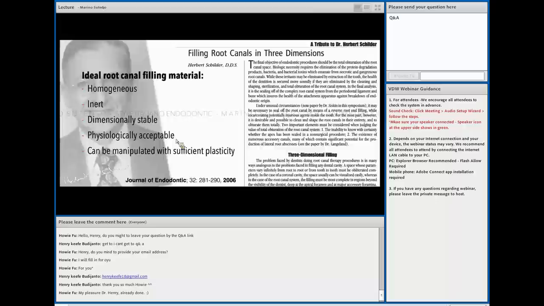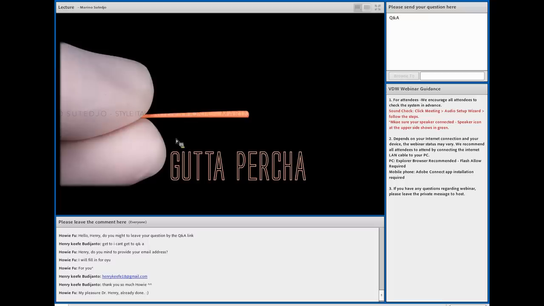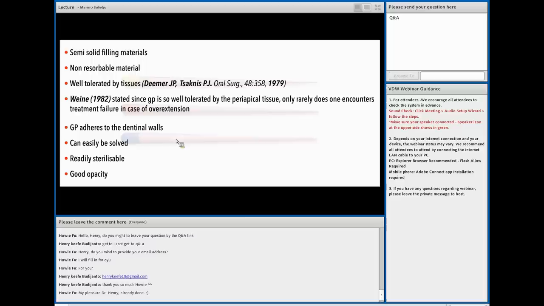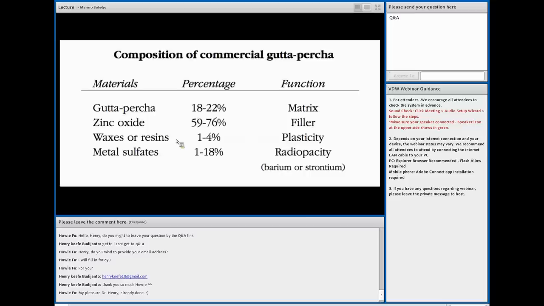So the main material that we use up to date is gutta percha. Gutta percha is still widely used. It is a semi-solid filling material. It is non-resorbable and biocompatible as well. It can be easily sterilized, and it has very good opacity. Well, actually, you can see the composition of gutta percha here. It has some zinc oxide as a filler.